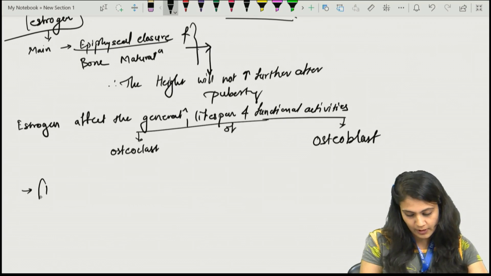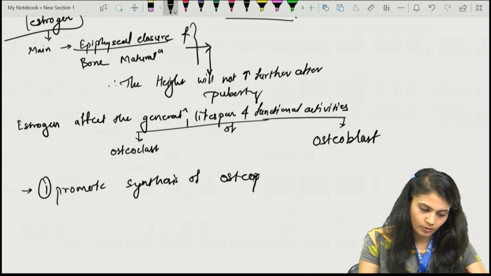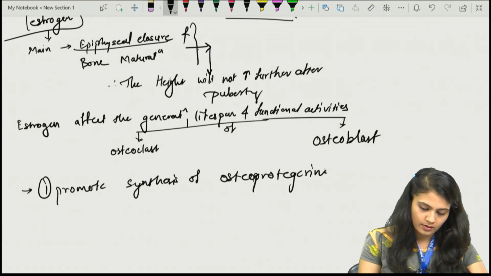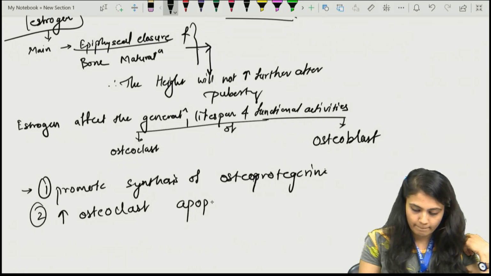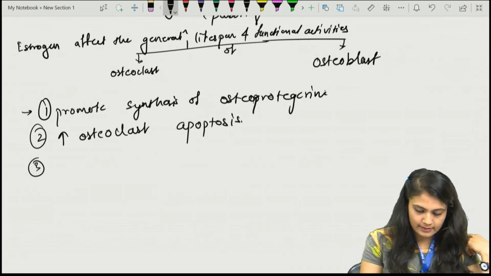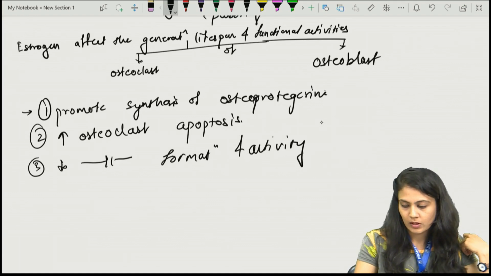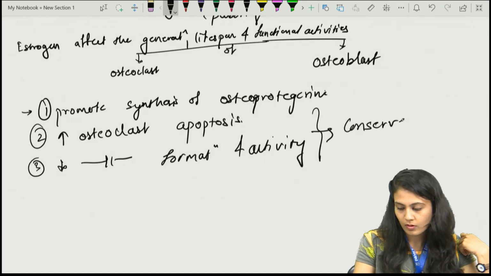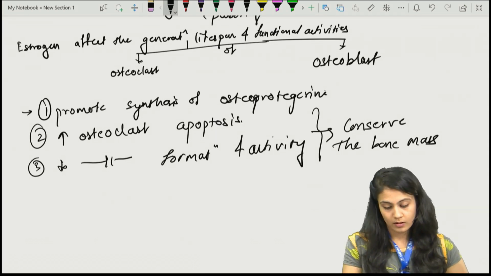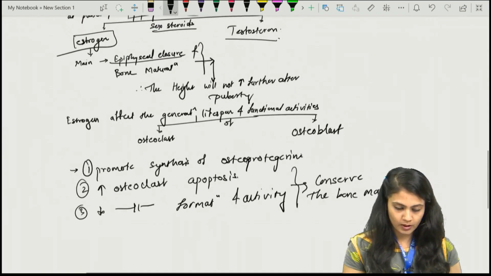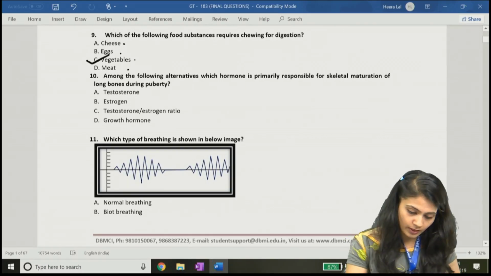Let's see. First of all, they promote synthesis of osteoprotegerin. Next, they increase the osteoclast apoptosis, and they decrease the osteoclast formation and activity. This way they conserve the bone mass. So these many activities related to the bone are caused due to the estrogen. So the answer of our question is obviously B, estrogen.